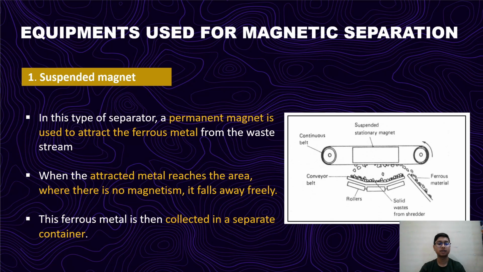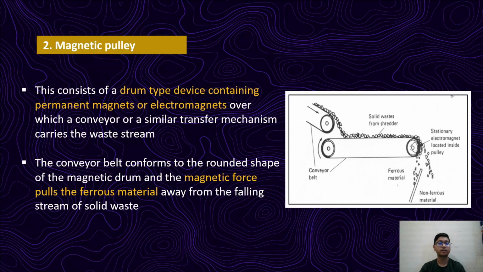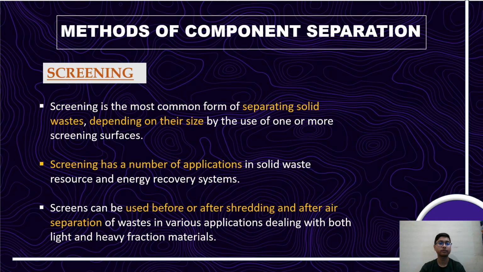The ferrous metal is then collected in a separate container. Second one is magnetic pulley. This consists of a drum type device containing permanent magnets or electromagnets over which a conveyor or a similar transfer mechanism carries the waste stream. The conveyor belt conforms to the rounded shape of the magnetic drum and the magnetic force pulls the ferrous material away from the falling stream of solid waste.